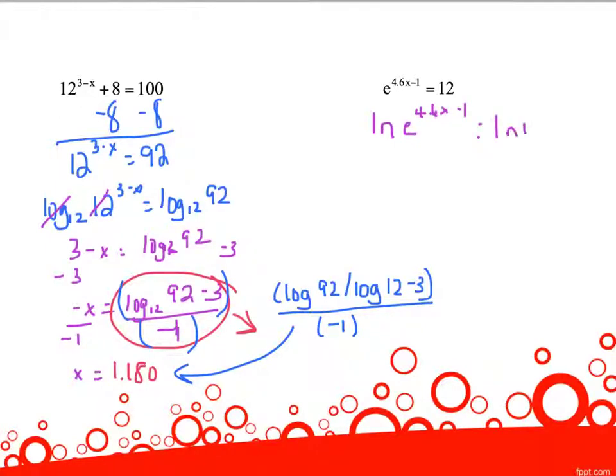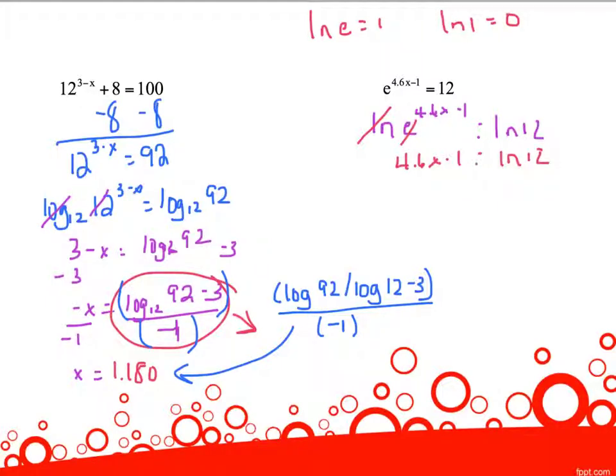So we're going to get the natural log of e to the 4.6x minus 1 equals the natural log of 12. Now natural log and our e to the will cancel, so that gives me 4.6x minus 1 equals the natural log of 12. I'm not expected to know the natural log of 12. You only have to know 2 natural logs. The natural log of e is 1, and the natural log of 1 is 0.